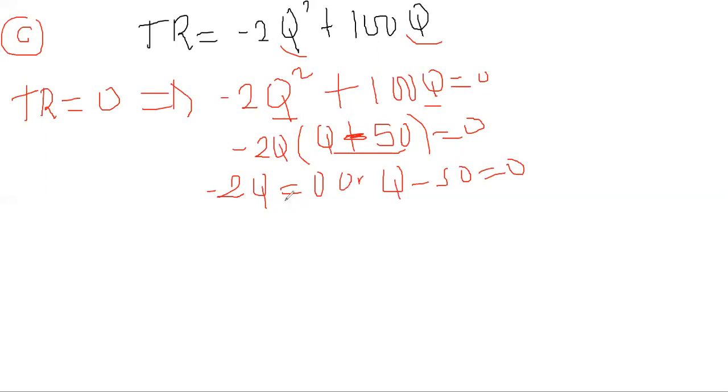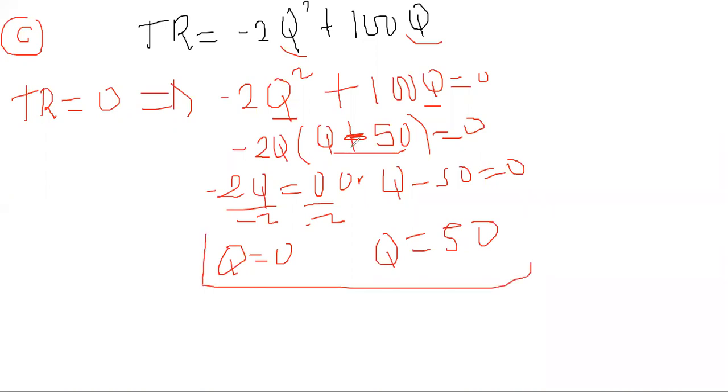At the end of the day, we divide both by minus 2. So Q will be what? 0. So when Q equals 0, total revenue also equals 0. And when Q equals 50, total revenue is also 0. So these are the 2 points whereby total revenue is equal to 0. I just factorized this, but you can use the quadratic formula also to solve this, and you will get the same answer. We can try that as well.